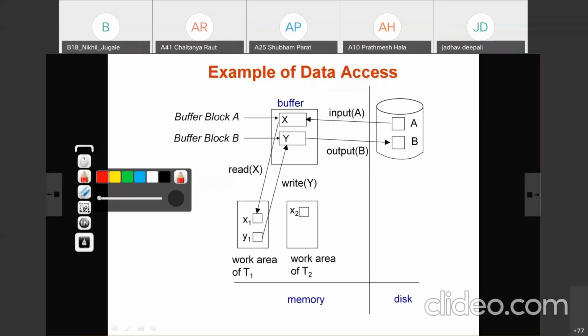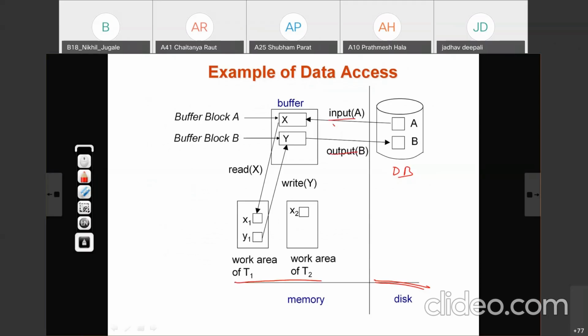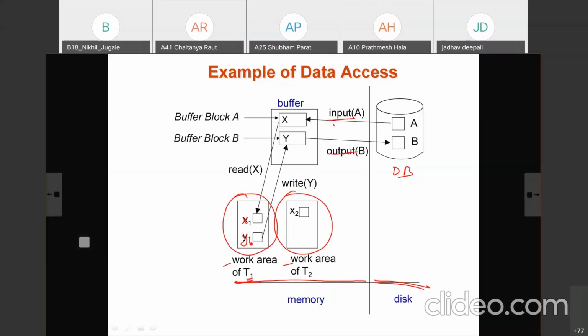This is the disk, correct? Where the database is stored, all the blocks are there. This part we have already studied. Now when the transaction starts its execution, it is always executed in the main memory. So here it creates its own work area, the transaction's work area. For transaction T1 we consider this its work area, and for transaction T2 we consider this its work area. In T1's work area, the copies of data items X and Y are known as X1, Y1. For transaction T2 it is known as X2.